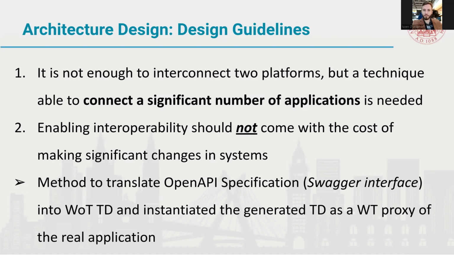So what we did was a method to translate OpenAPI specification. As I say, it's a way to describe APIs, a very common way, highly adopted in the industry and in the academia as well. Those are like Swagger interface, or OpenAPI specifications, into a web thing description. And then using that thing description, we can instantiate a web thing that acts as a proxy of the real application, and through that proxy, web things, sensors, and so on can communicate with that web service.